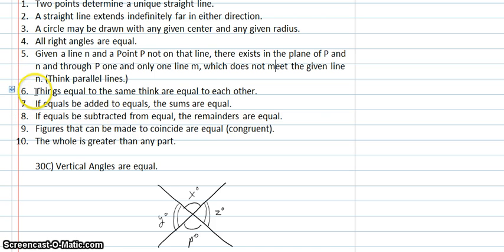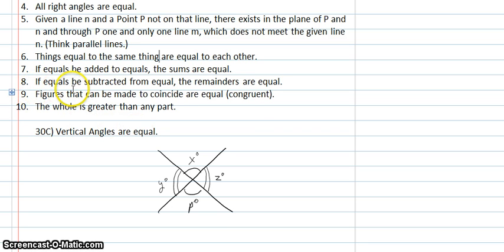Then the sixth postulate, things equal to the same thing are equal to each other. So we've used that already for substitution whenever we've solved systems of equations. The seventh postulate, if equals be added to equals, the sums are equal. So if you have something that equals the same thing and you add them to another something that equals the same thing, then they're going to give you the same answer, which makes sense. It's just an interesting way of putting it.